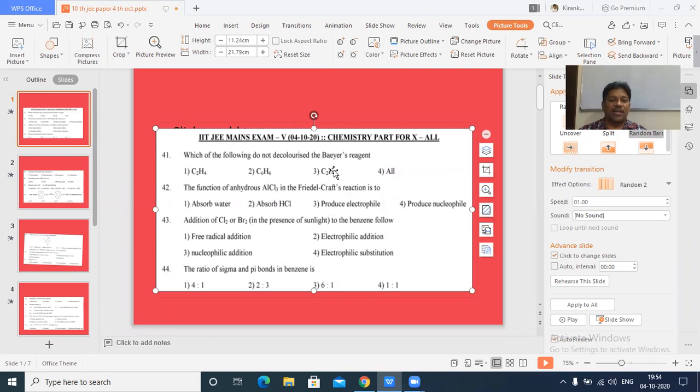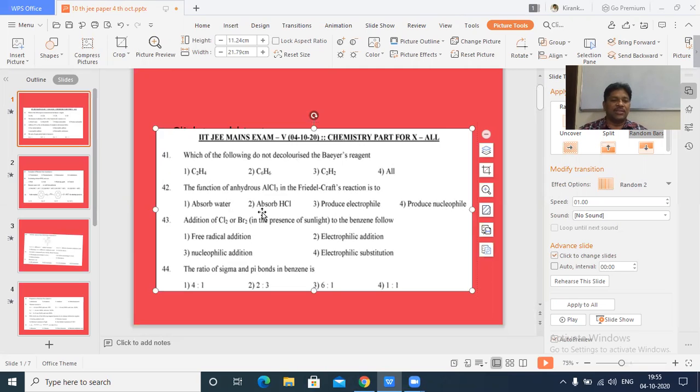So ethyne is an alkyne, ethene is an alkene, benzene is an aromatic compound. Though benzene is an unsaturated compound, it does not show properties similar to alkenes and alkynes. So in this case, benzene cannot decolorize Baeyer's reagent, and also cannot decolorize bromine solution. That point we have to keep in mind.